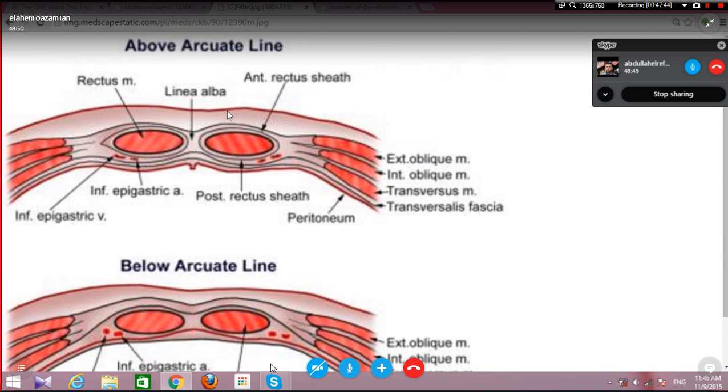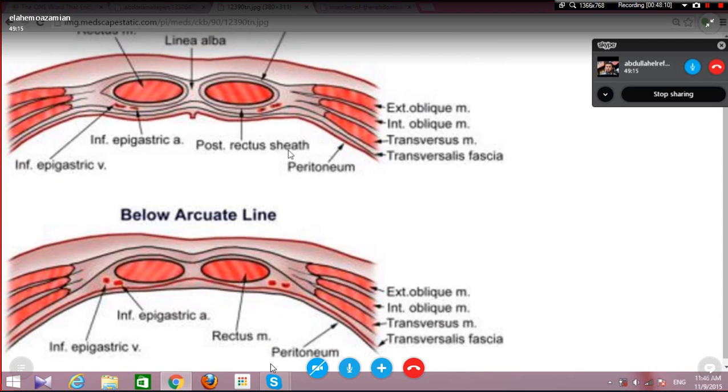What do you see first? Skin. Then superficial fascia. Then anteriorly, we have the aponeurosis. What do you call this? It's called the anterior layer of rectus sheath. Then you have? Rectus abdominis muscle. Then you have? The posterior rectus sheath.